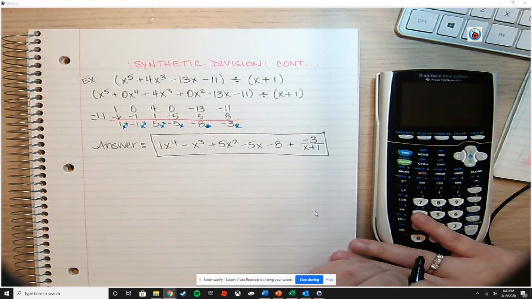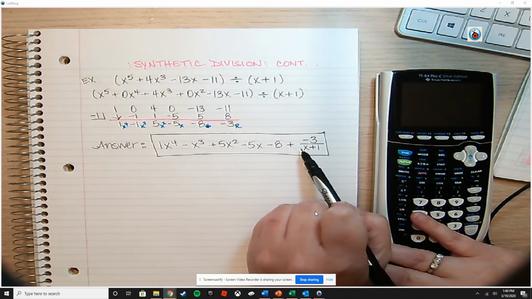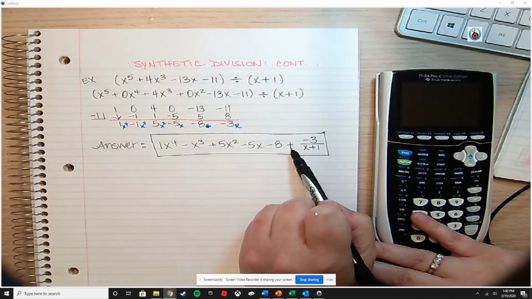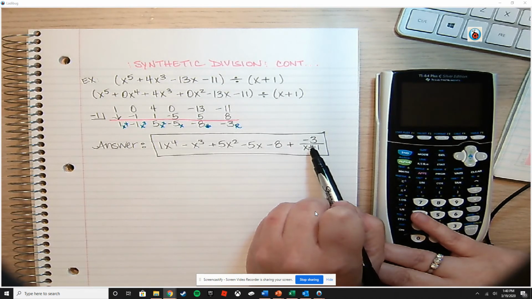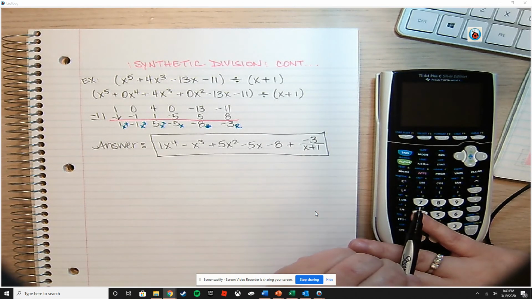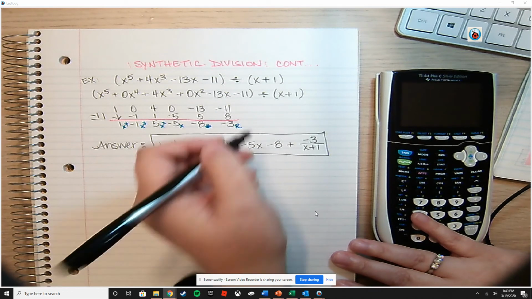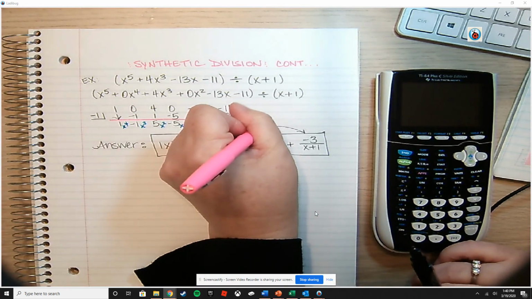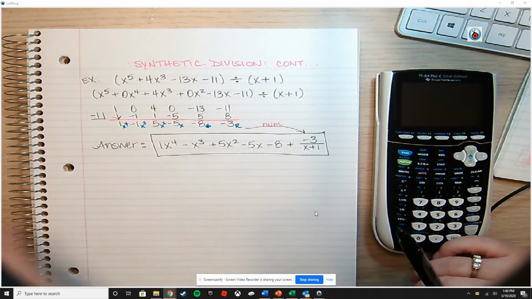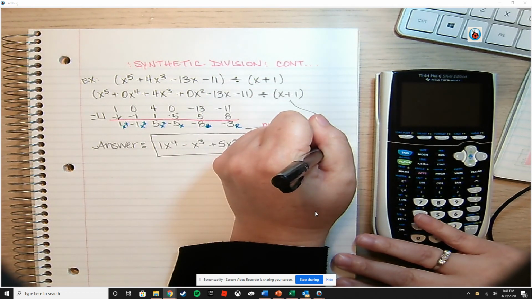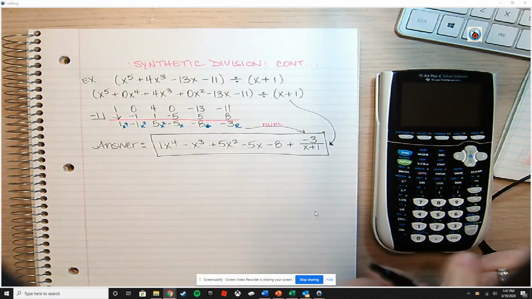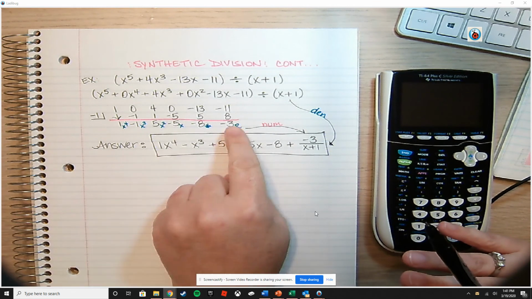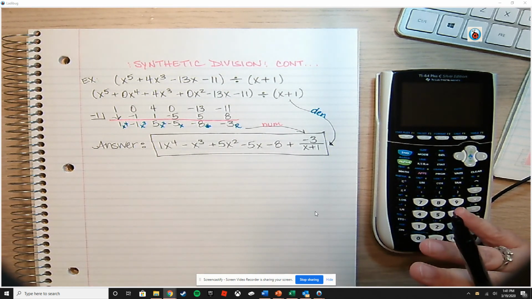Now when you're in Delta Math, you don't have to do plus and then put negative 3 on top. You could just put a minus sign right here and then put 3 over x plus 1. That's just a habit that I've had. So again, remember, that is your numerator, and then x plus 1, that's your denominator for when you have a remainder. If this had been 0, I would not have a remainder.